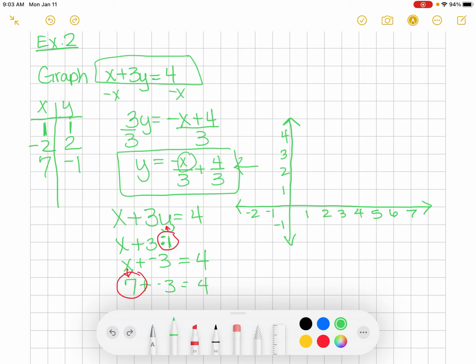That's fine. Okay, so my first point is 1, 1. So let's graph that, 1, 1. My second point is -2, 2. That's -2, 2. Oops, let me erase this right here. Okay, -2, 2. And the last one is 7, -1. Okay, look at it, make sure, hey, that looks like it's a straight line, and this one does.